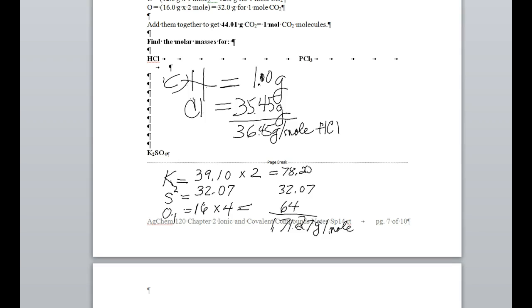Well, let's see, 8 and 2, yeah, I think you're wrong. 8 and 2 is 10, and 4 is 14, so it should be 174. See, that's what I get for not adding. Thank you for trying, though. Okay, 174.27.